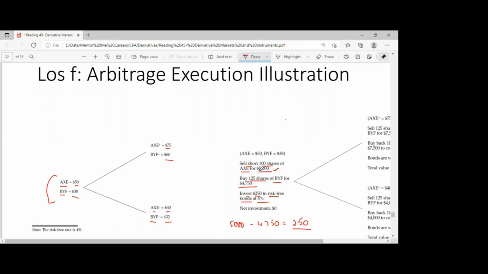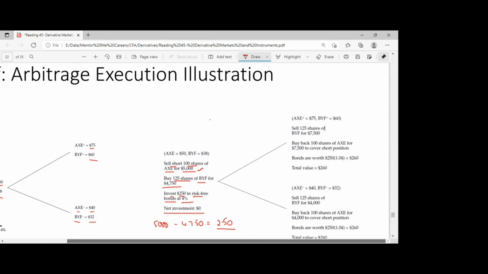ठीक है, we've short sold AXE and we have bought BYF. अभी अपनी इन्वेस्टमेंट कुछ नहीं लगी है. ठीक है, अभी let's consider the two possibilities, that is the prices can either go up or the prices can either go down. In both the situation, what is our outcome?